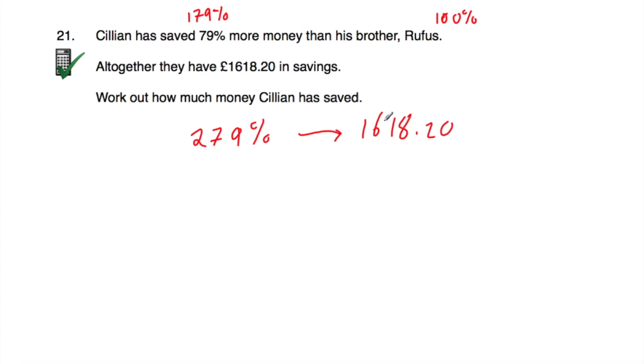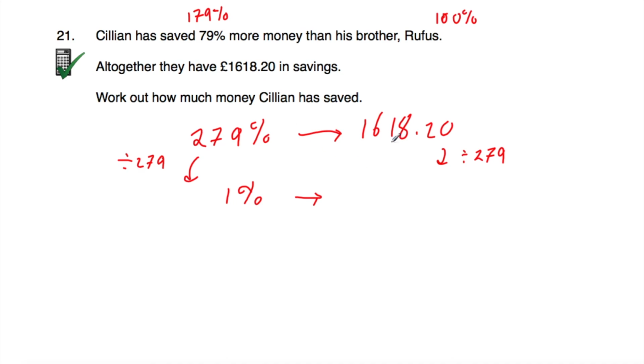£1,618.20. Now, if we can find 1%, then once we find 1%, we could then find 100%, and that would be how much Rufus would have. And we could also find 179%, that's how much Killian would have, and that's how much money he saved. Okay, so let's find 1%. So let's divide by 279, and divide by 279. So 279 divided by 279 is 1%. That's why we're dividing by 279.